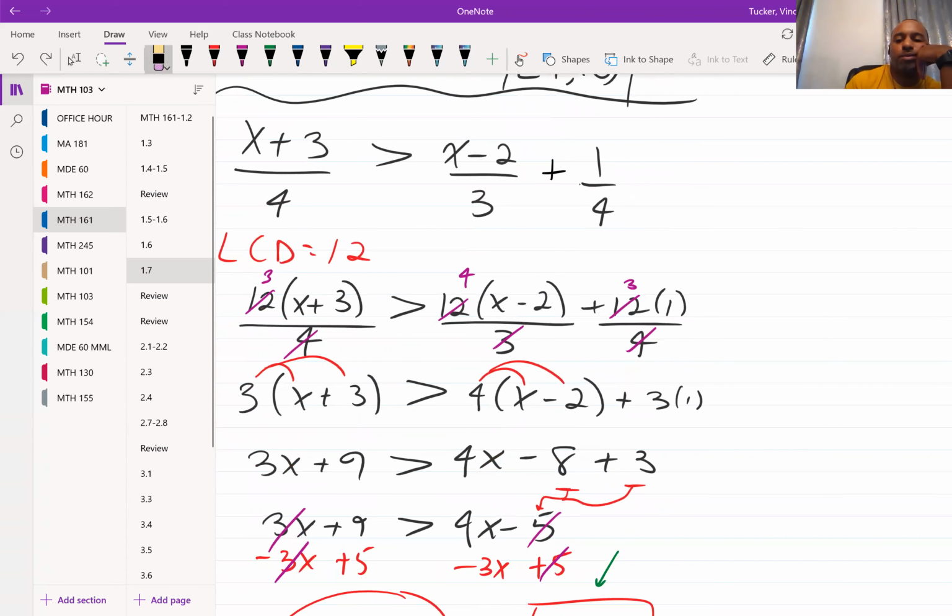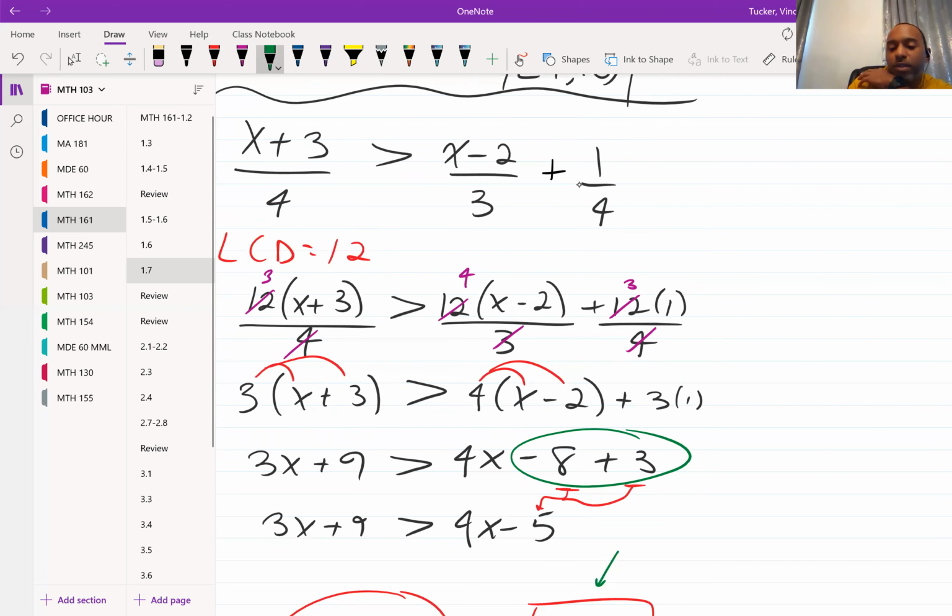And we could distribute. So that'll be 3x plus 9 greater than 4 times x, or 4x minus 8, plus 3. Combine your like terms: negative 8 plus 3 gives you negative 5. So now at this moment, I have 3x plus 9 greater than 4x minus 5.